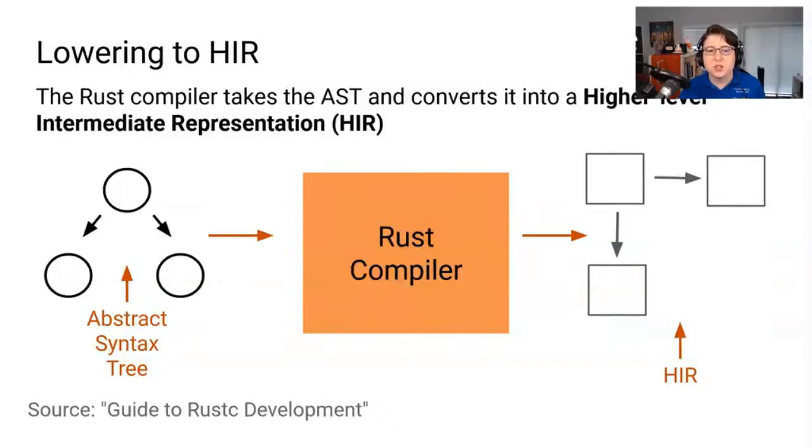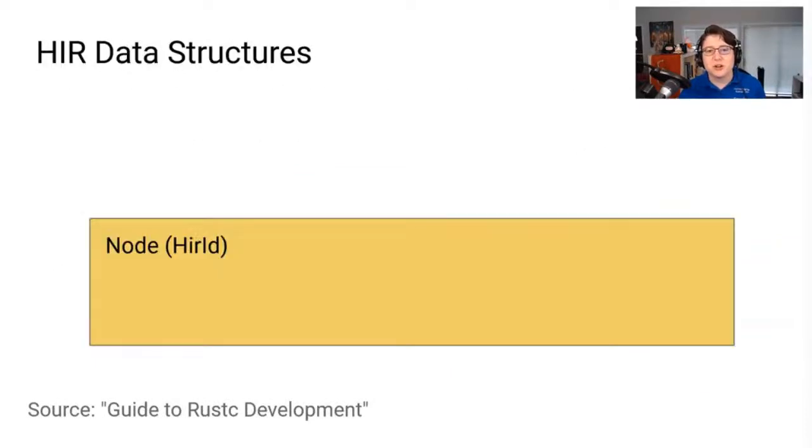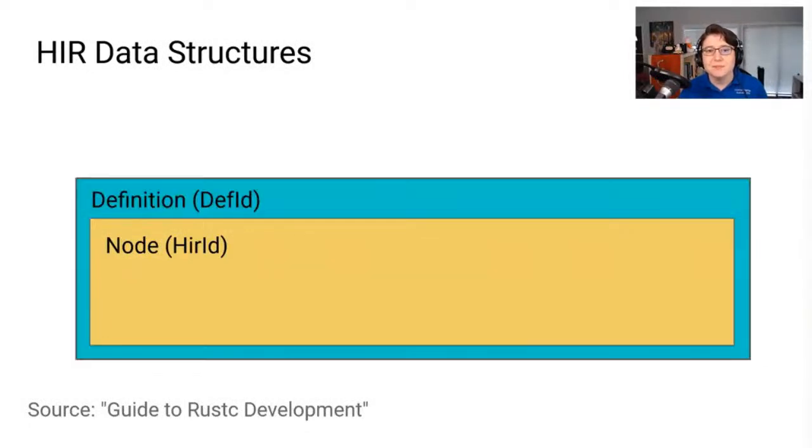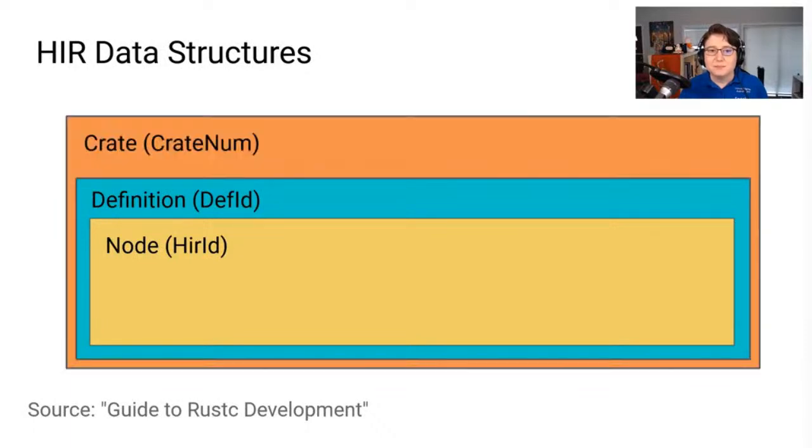Let's pause here and take a closer look at the data structures that make up the HIR, so it helps to understand them. The first structure is a node. This is identified by a HIR ID, and that node belongs to a definition. A definition is an item in the crate we are compiling. These are primarily top-level items within the crate. This is identified by a def ID, and a definition is owned by a crate. This is the crate we are compiling with Rust.